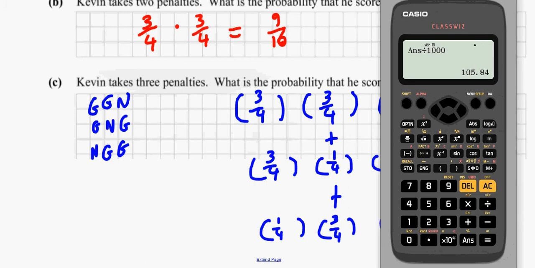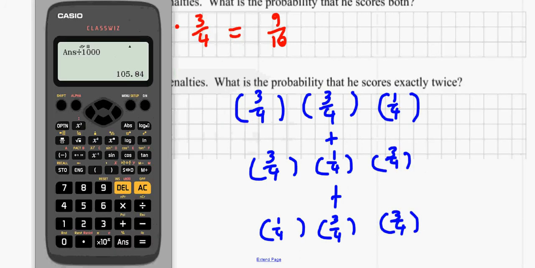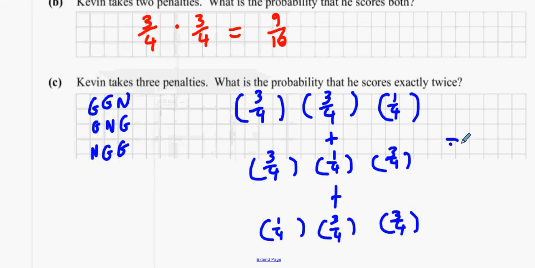Now, what you notice is that it's actually the same thing 3 times, isn't it? So if you just do 3/4 multiply by 3/4 multiply by 1/4, and then just multiply that answer by 3, you should be good to go. So there's one answer, multiply by 3. The answer is 27 out of 64. Is that alright with you guys?